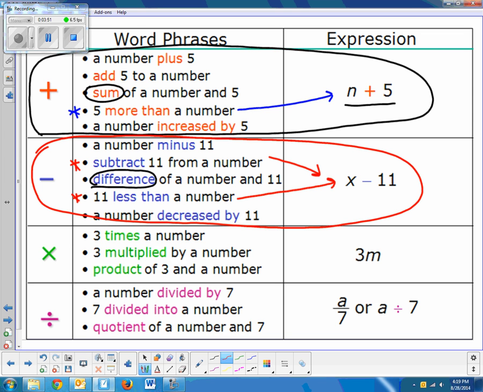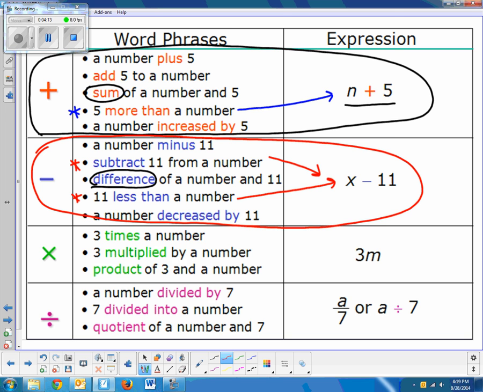11 less than a number. 11 less than 12. Well, what's $11 less than $12? Well, $11 less than $12, $1. So not 11 minus 12, 12 minus 11. It's the number minus that 11. So you have to be very careful with this particular sentence structure. And lastly, a number decreased by 11.